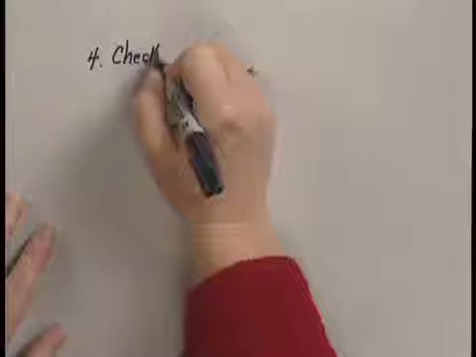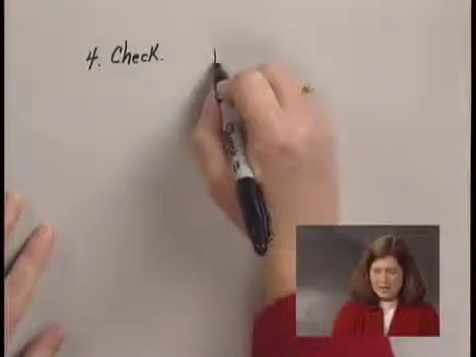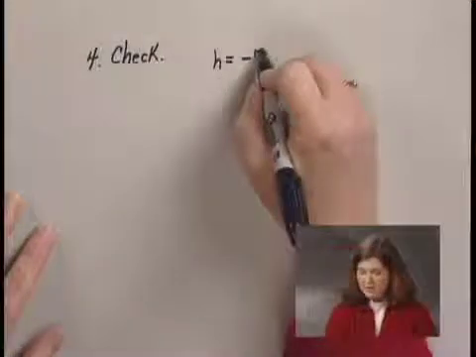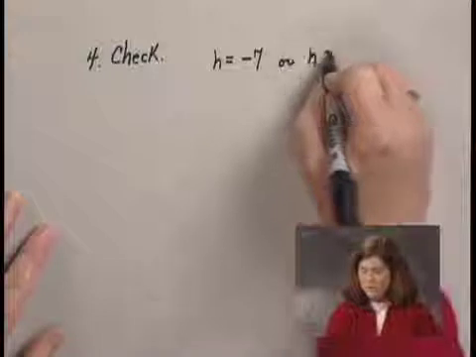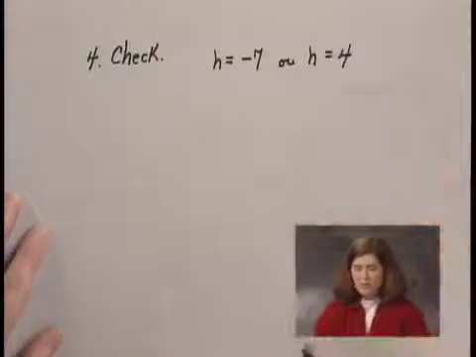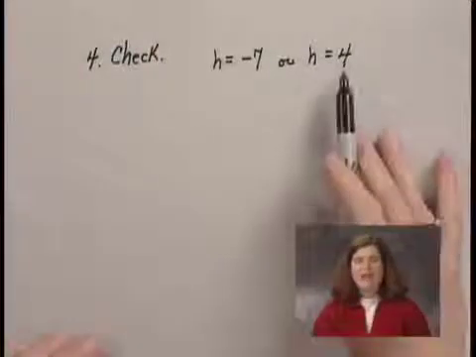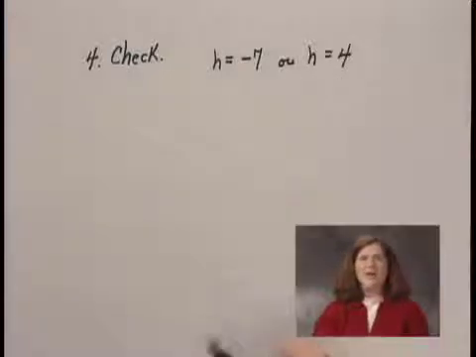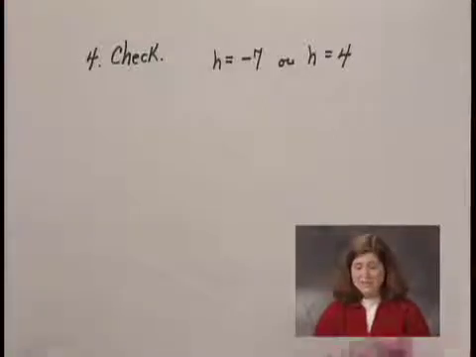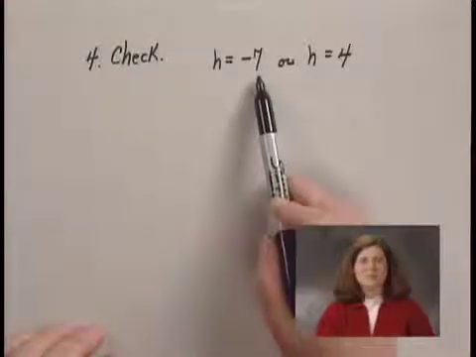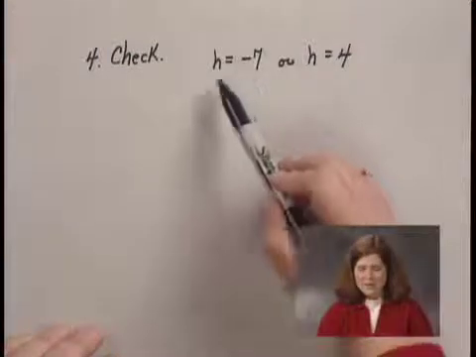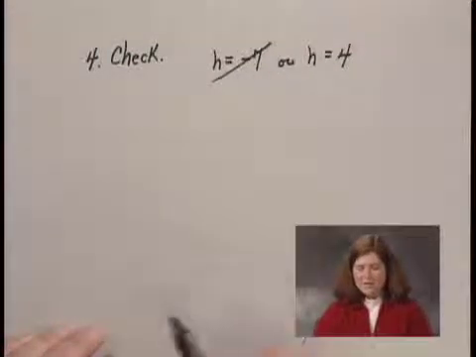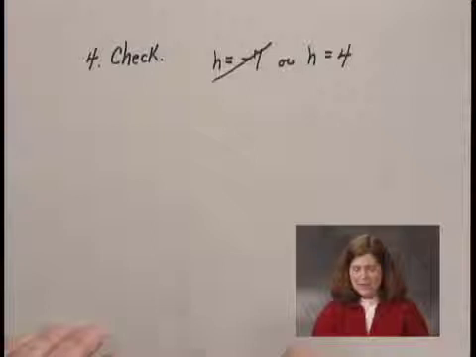I had as possibilities h equals negative 7 or h equals 4. Before I would think about checking these in the area, I need to think, what am I dealing with? I'm dealing with a triangle with dimensions, with lengths and heights of base, and I don't need a negative number, it doesn't make sense in that context. So this one I don't even have to check because a negative number wouldn't make sense.